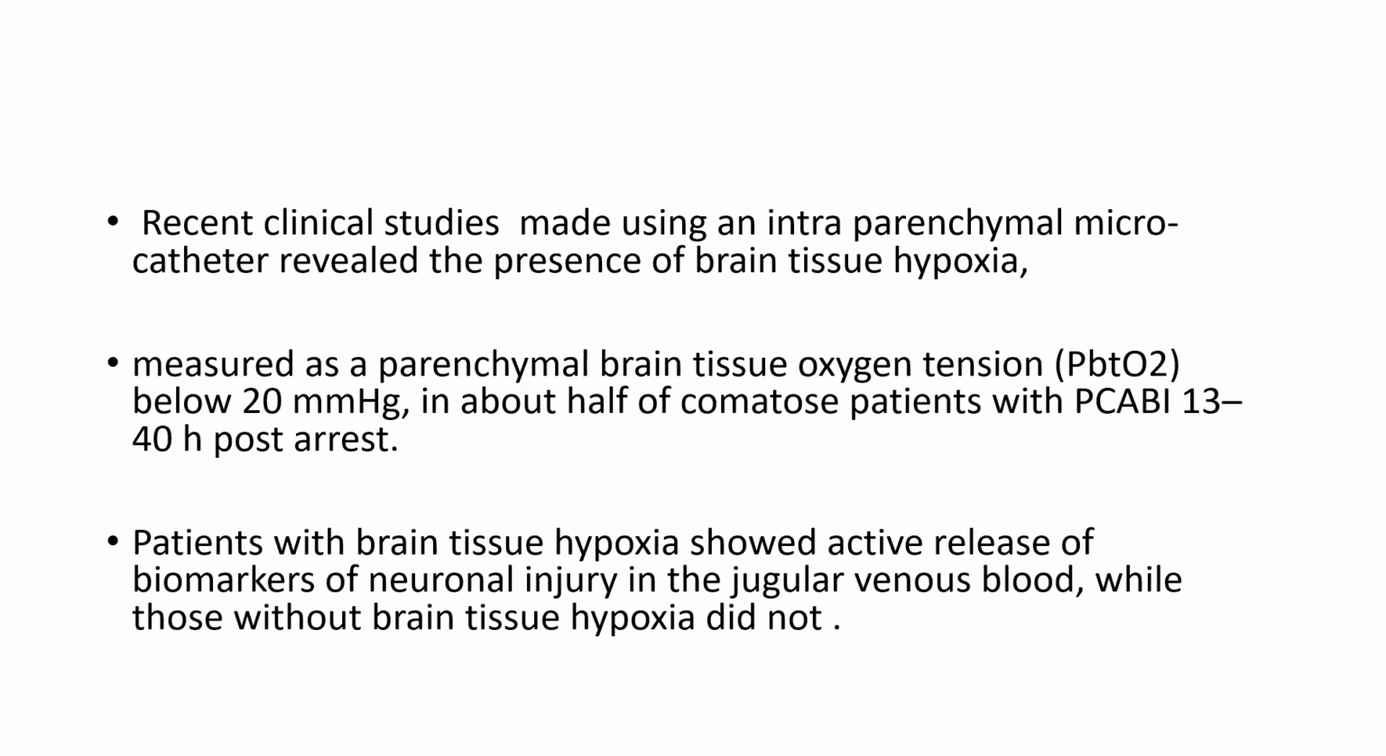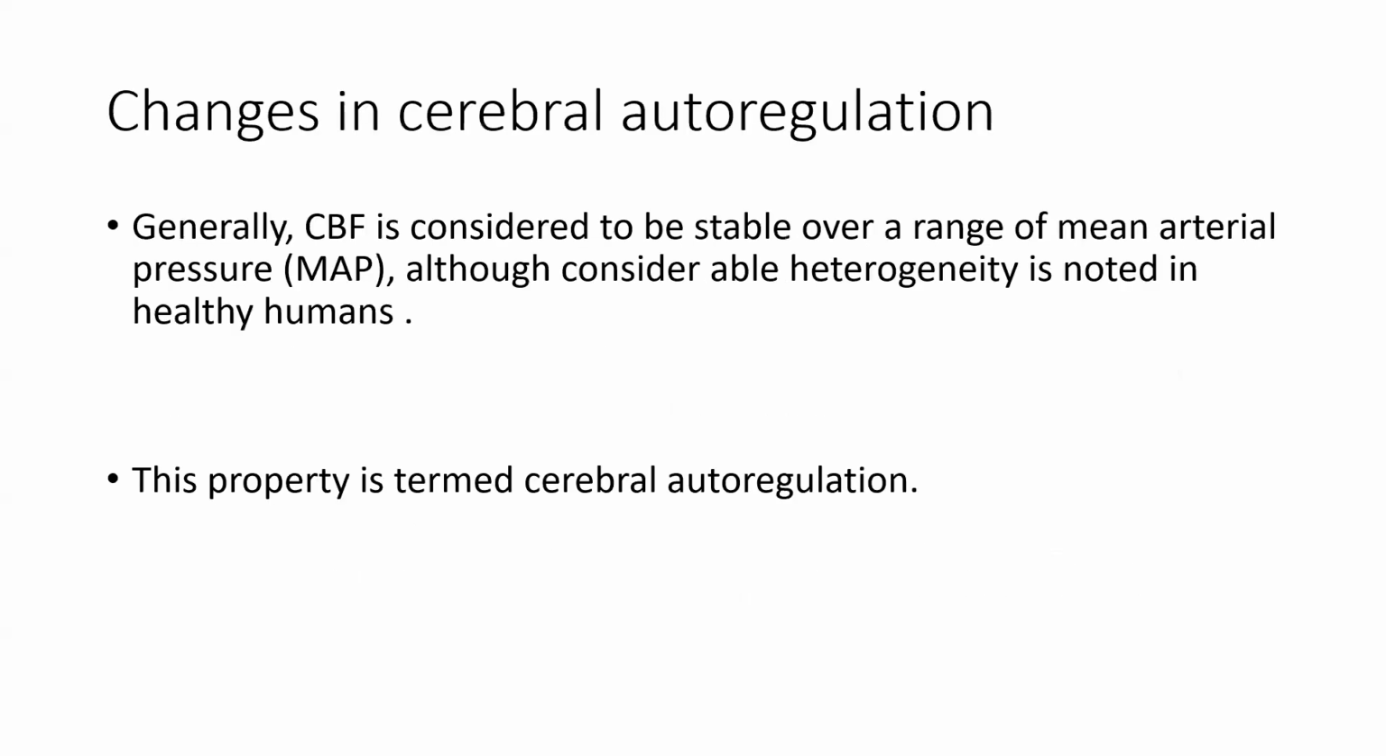Patients with brain tissue hypoxia showed the active release of the biomarker of neuronal injury in the jugular venous blood, while those without brain tissue hypoxia did not.